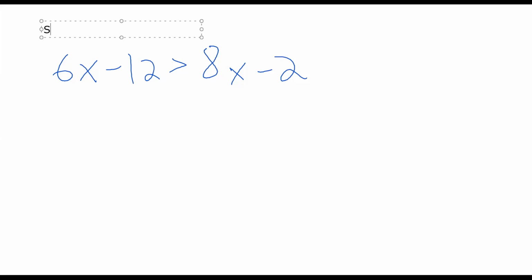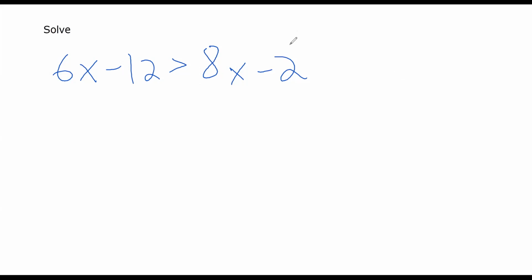So 6x minus 12, need a little more space than that. 6x minus 12 greater than 8x minus 2. Our goal is to solve it. So what we're looking for is all possible values of x that we could substitute in here and create a true statement, so that whatever the left-hand side shakes out to is strictly greater than whatever the right-hand side shakes out to. That's all solving something really is at the end of the day.